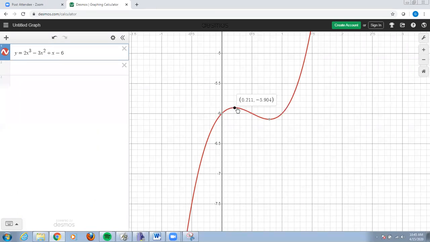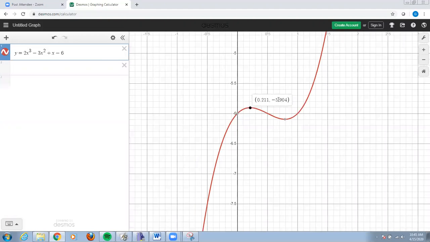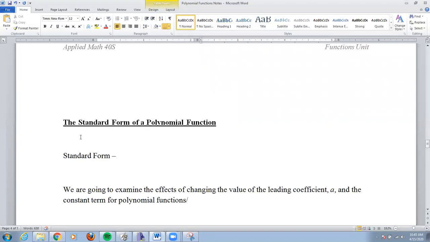So we would call this a relative max, or relative maximum. And then it dips down to a relative minimum at 0.789 comma negative 6.096, and then it swings back up. So it turns direction twice, so 2 turning points. When we talk about the relative maximum or minimum values, we're always concerned about the y value. So the relative maximum here would be negative 5.9, and the relative minimum would be negative 6.1. So there's 2 turning points.